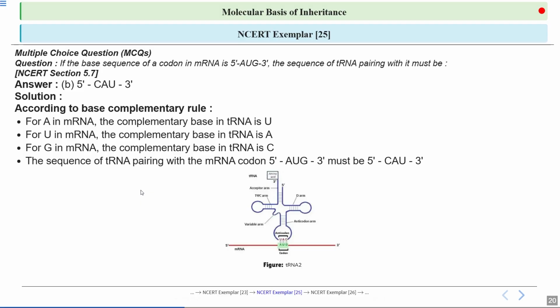Here you can see this is a transfer RNA. Transfer RNA has an anticodon loop here. So AUG is the sequence. AUG is the codon in the messenger RNA. AUG codes for methionine. It is the initiator codon. Now transfer RNA recognizes the initiator codon, and the transfer RNA will have the complementary sequence to this codon. So the sequence will be UAC from 3 prime to 5 prime, or you can write CAU from 5 prime to 3 prime.